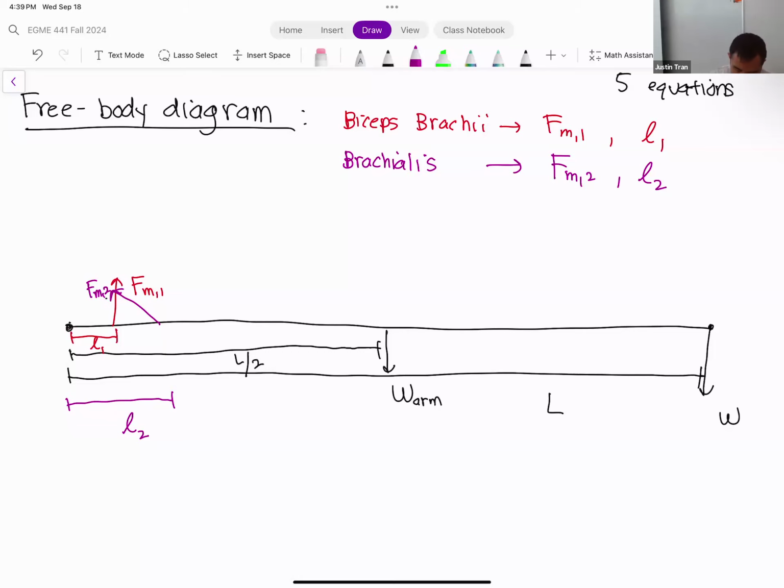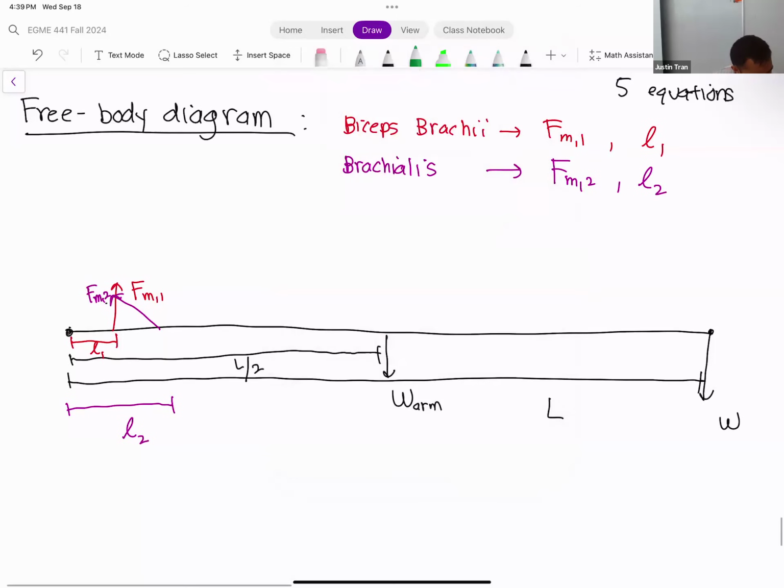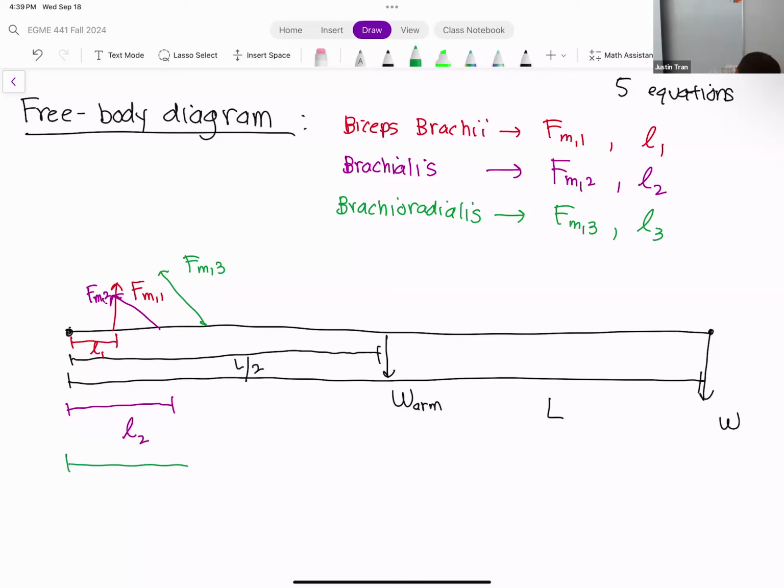All right, and then the last muscle that we have there is the brachioradialis. We'll call that FM3, and its attachment distance is L3. I'm going to exaggerate this a little bit and pull it out here just so you can see it. And then this distance here is L3.